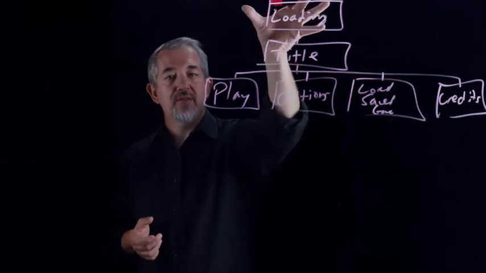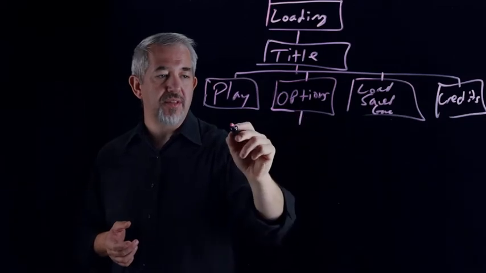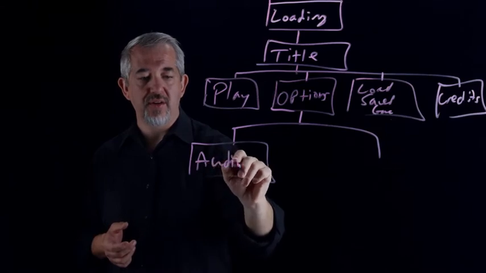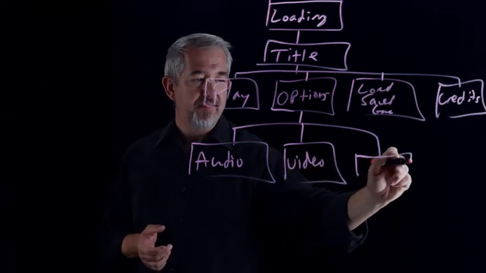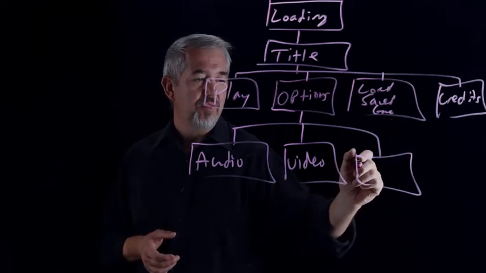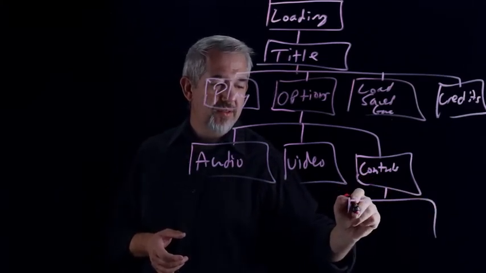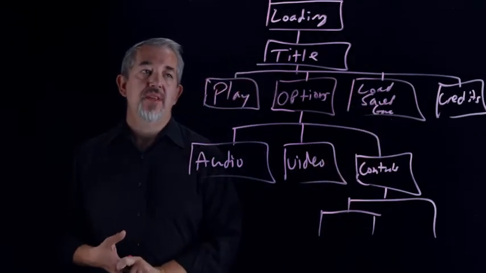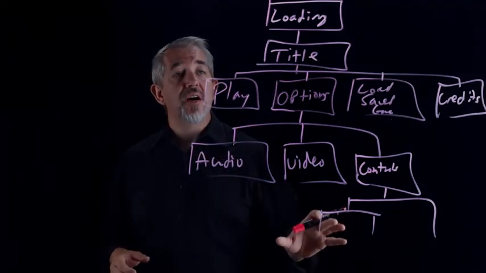So you start seeing that there's a hierarchy to this. And let's just use the options. If you click on options, you're going to have a few things. You're going to be able to select and do stuff with audio, let's say, video, maybe controls, and so on and so forth. I'm not going to continue moving this down, but this is what you're going to be working on in your next exercise. So I'm not going to go any further as far as laying it out.